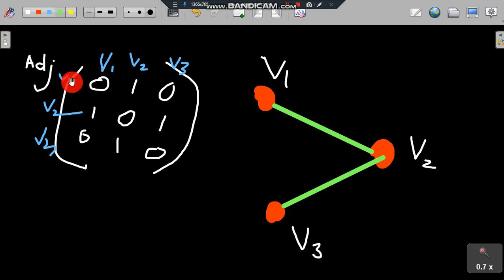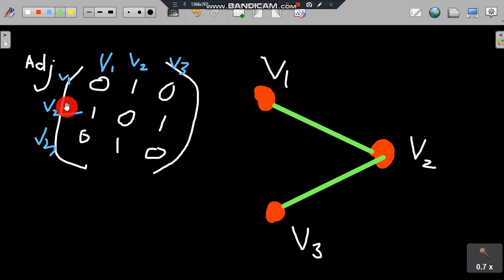Now V1 and V2 are adjacent to one another. Vertex V1 and V2 are adjacent to one another. In this picture, look at that. V1 and V2 are adjacent to one another. Okay, and look at that. V1 is not adjacent to V3. So V1 is not adjacent to V3.